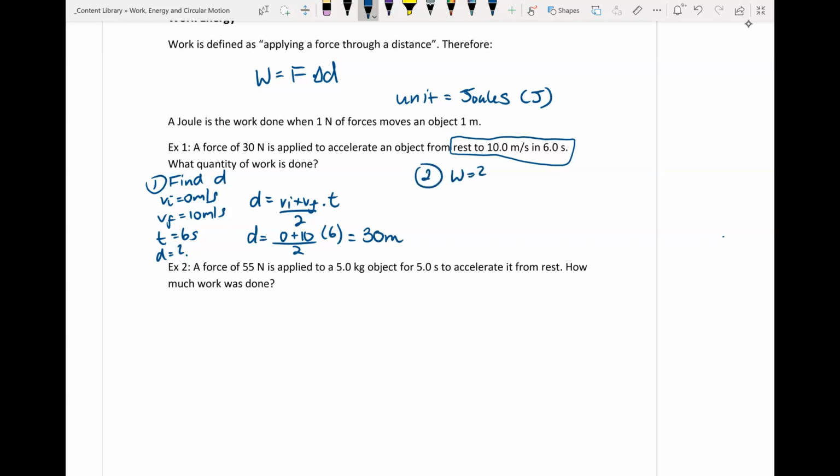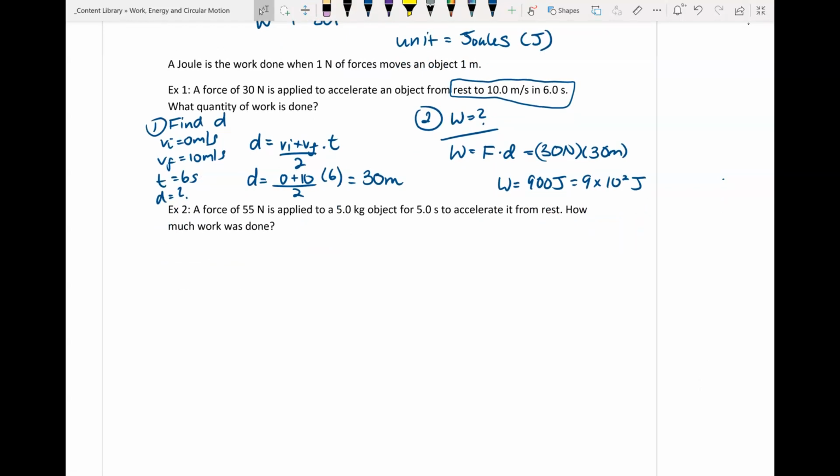Now we're going to find work. And work is force multiplied by distance. Our force was given to us in the original question, which is 30 newtons. And we just found the distance, it's 30 meters. So your final answer for work is going to be 900 joules, or you can write this in scientific notation, 9 times 10 squared joules.